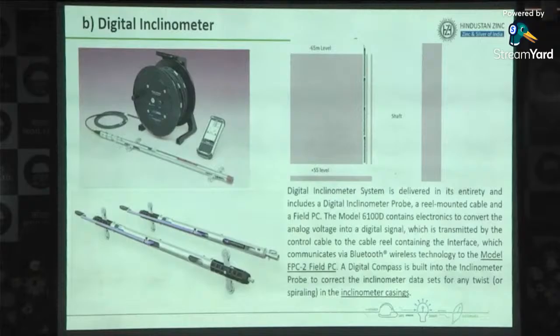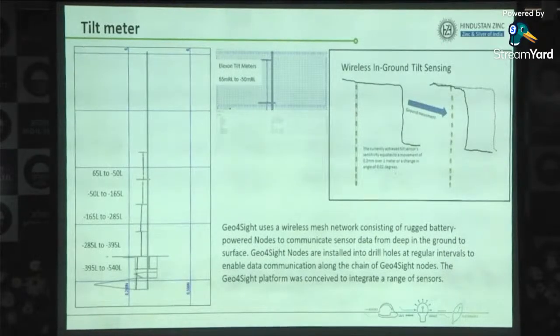Digital MPBX is there, and this is one digital inclinometer. In the shaft we are putting 2 boreholes, and in those boreholes we send this inclinometer. If any deflection happens in the shaft, we can get the data from the inclinometer. And this is a tilt meter. This tilt meter works on a radio frequency program.